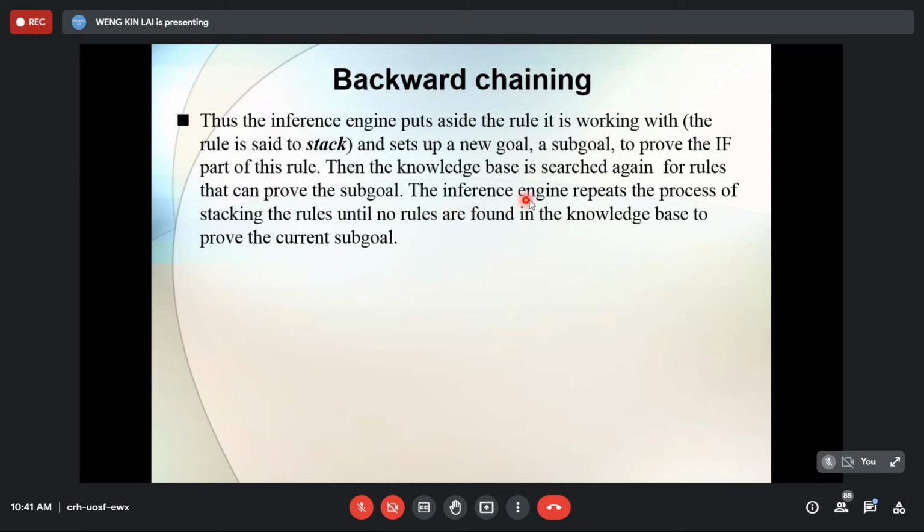Now the inference engine will repeat the process of stacking the rules, searching the knowledge base for rules to prove the current sub goal, until no rules are found. When no rules are found, you stop. So first of all, you have the main goal, and from there you create a lot of sub goals.